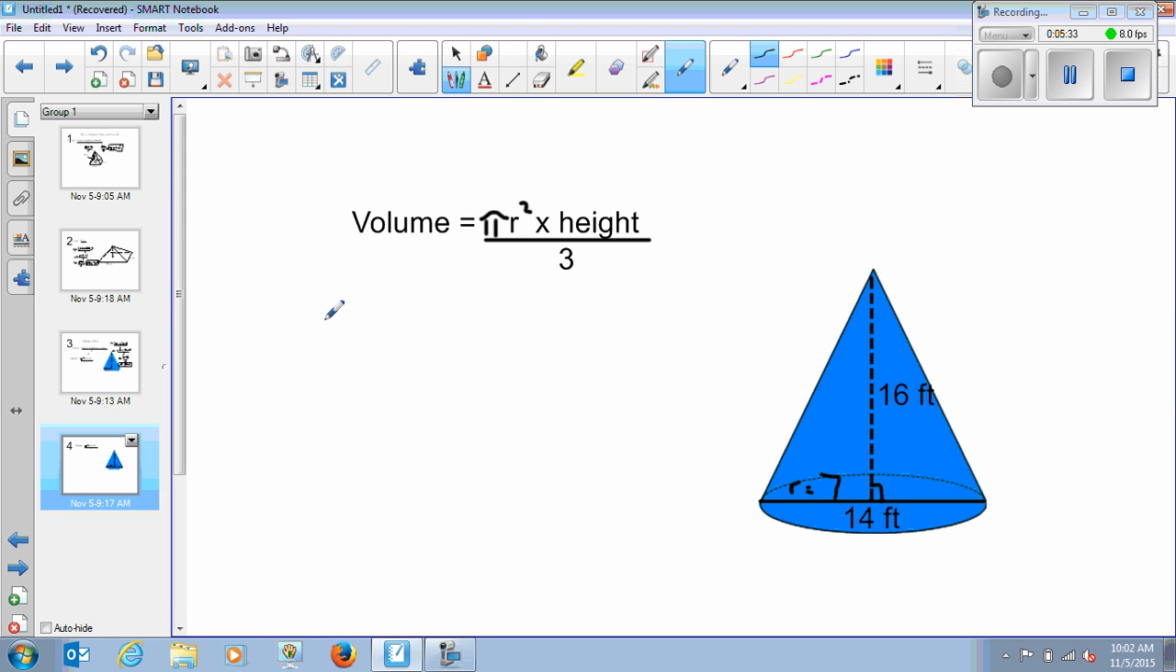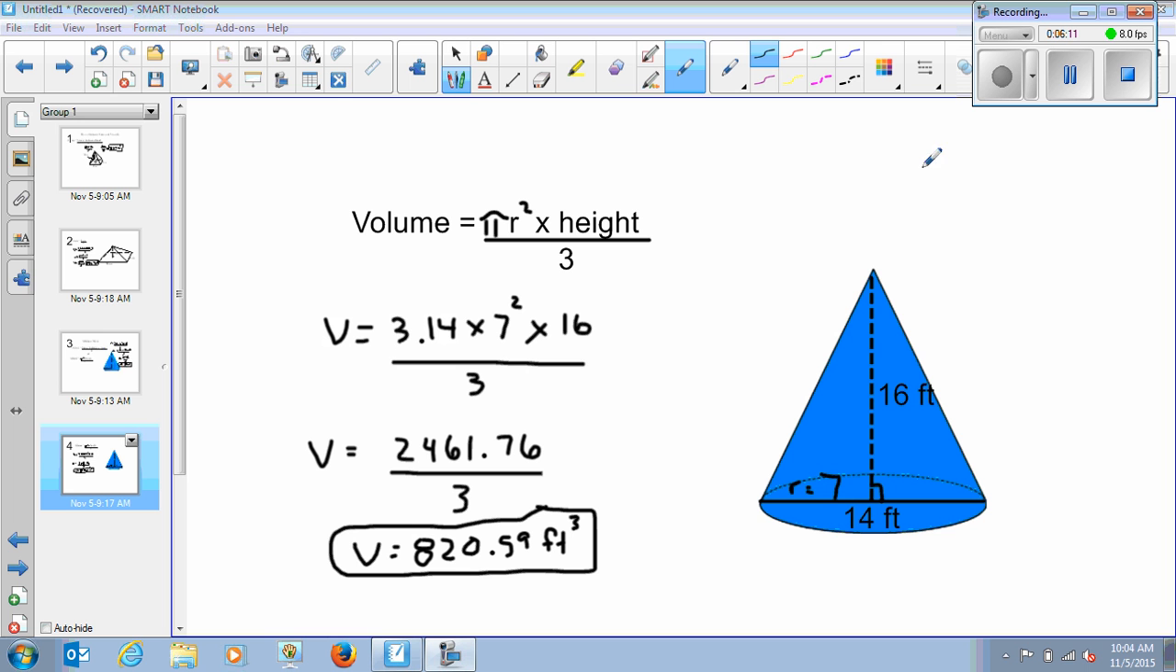Now we're ready to plug this into our formula. So we have pi, which is 3.14, times the radius, which is 7 squared, times the height, which is 16, divided by 3. Now, one thing I'm going to tell you here is sometimes they ask for you to leave your answer in terms of pi, which means you just don't multiply it by pi, and I'll show you what that looks like in just a second. So let's go ahead and do the math here, and let's get an answer. Go ahead and pause it, see if your answer matches mine.